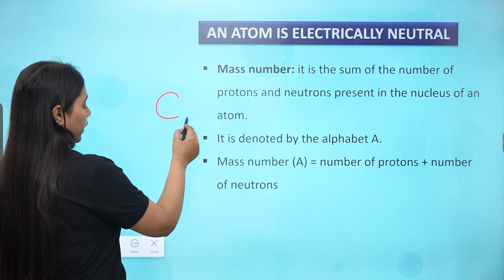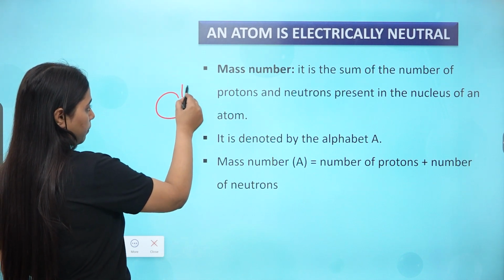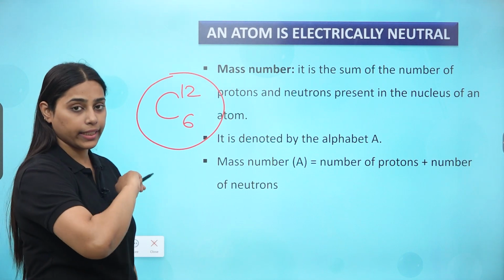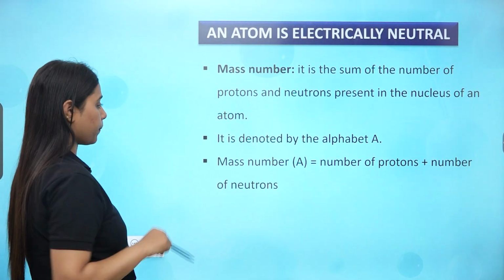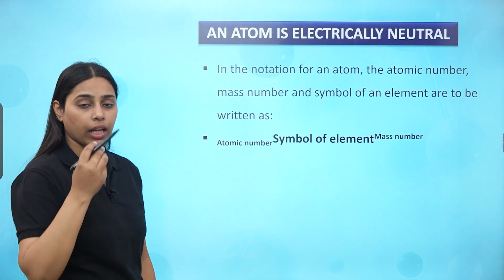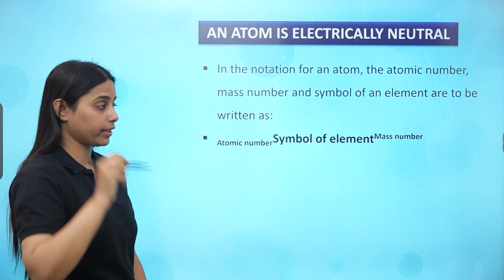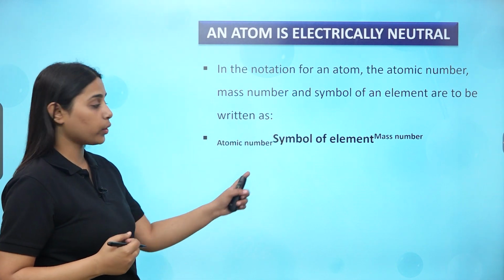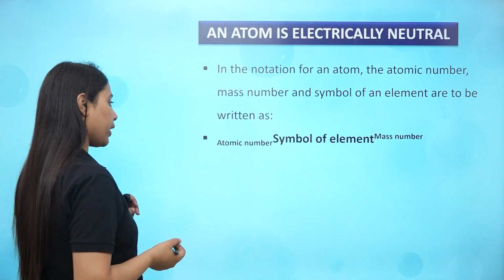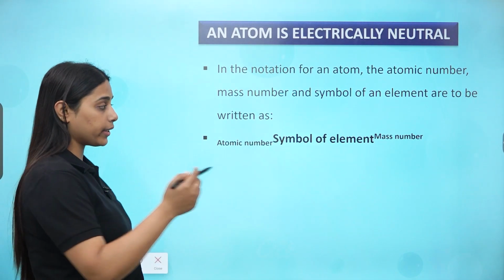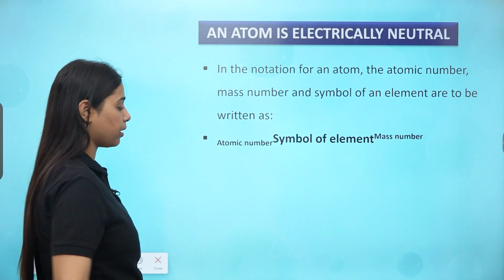Just like carbon, atomic number 6, mass number 12. This is the general representation for any element, particularly here carbon. In the notation of an atom, by notation we mean how you represent it, how you write it. The atomic number, mass number and symbol of any element are to be written in this manner. In the subscript you write the atomic number and in the superscript you write the mass number.